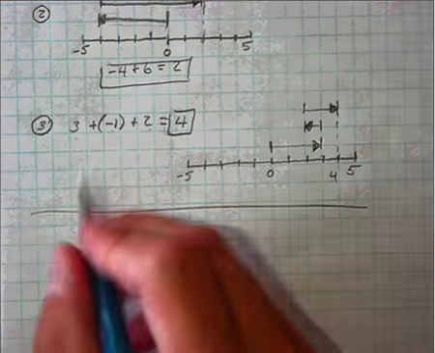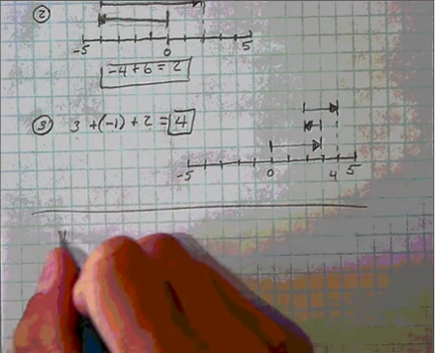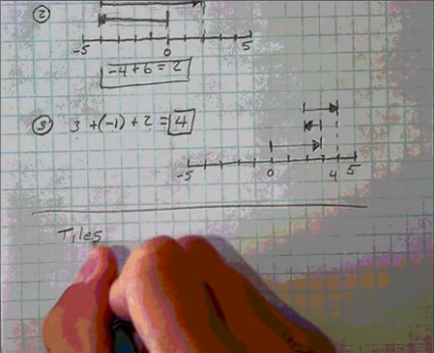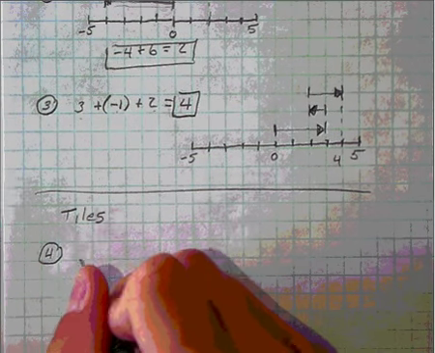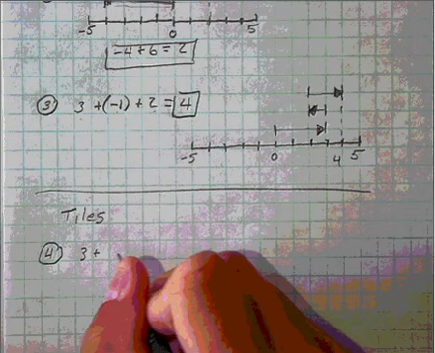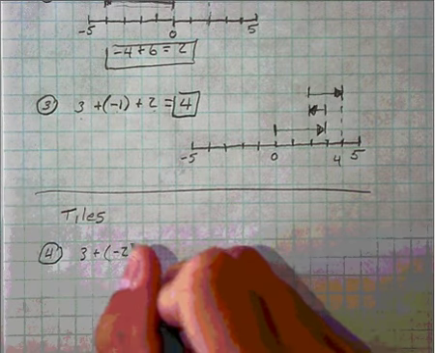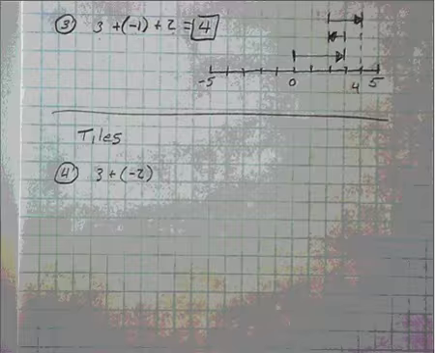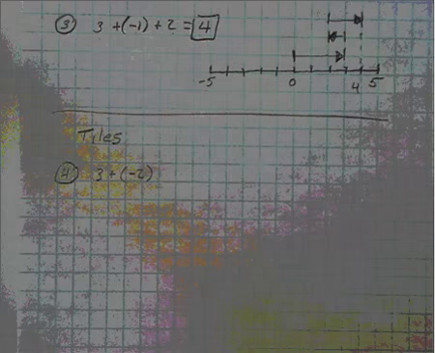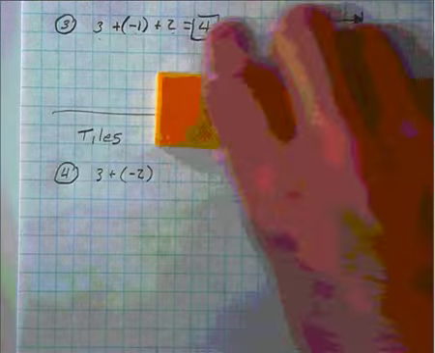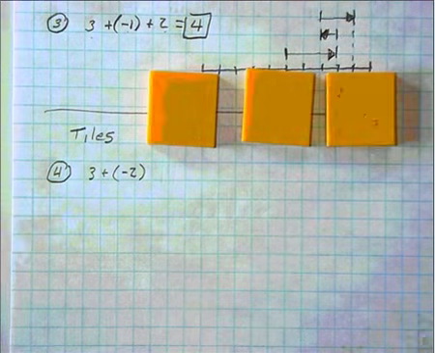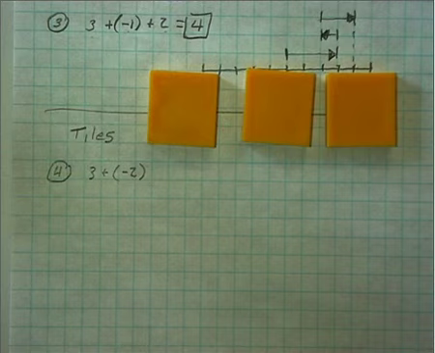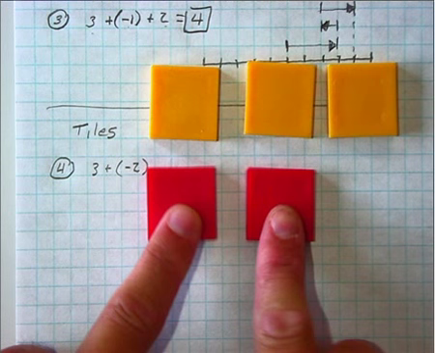The next way is with tiles, and it's very similar. If I use tiles to solve a problem like 3 plus -2, I'll use yellow. You don't have to use yellow, you can use whatever. I have 3 positive tiles, and I have 2 negative tiles.